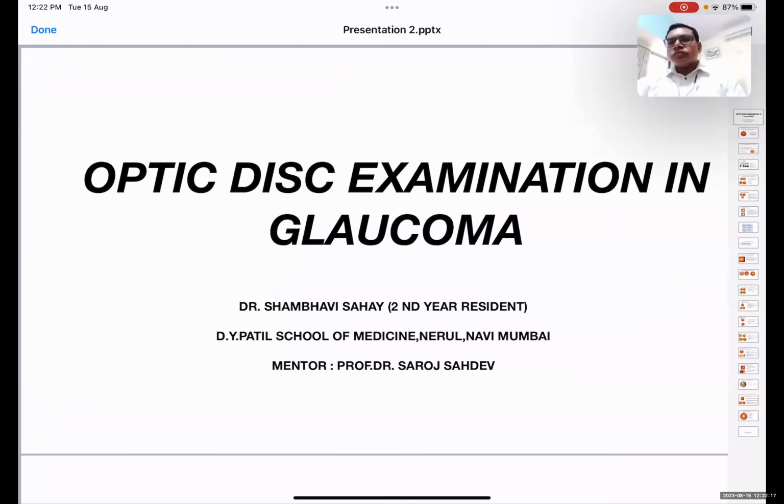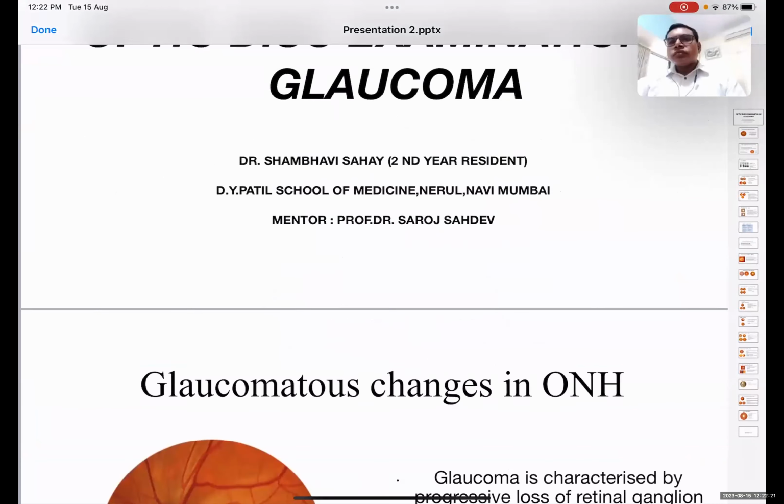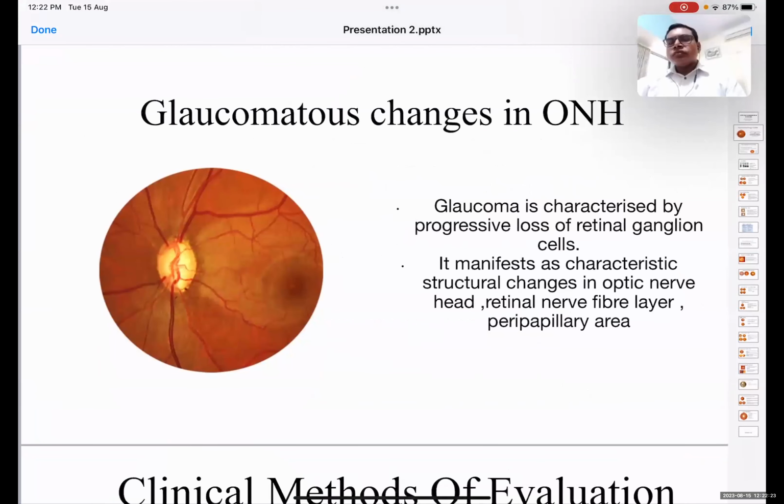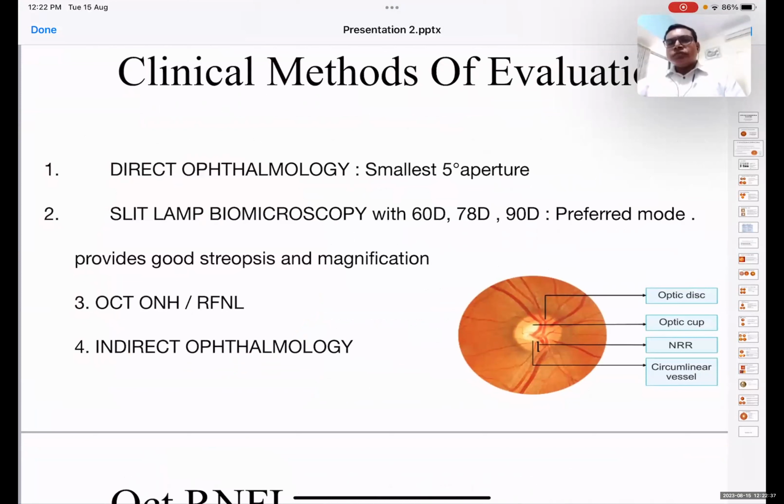Good afternoon, everyone. My topic is optic disc examination in glaucoma. Glaucoma is characterized by progressive loss of retinal ganglion cells. It manifests as characteristic structural changes in the optic nerve head, retinal nerve fiber layer, and parapapillary area. Clinical methods of evaluation include direct ophthalmoscopy and slit-lamp biomicroscopy. It is the preferred mode since it provides good stereopsis and magnification.